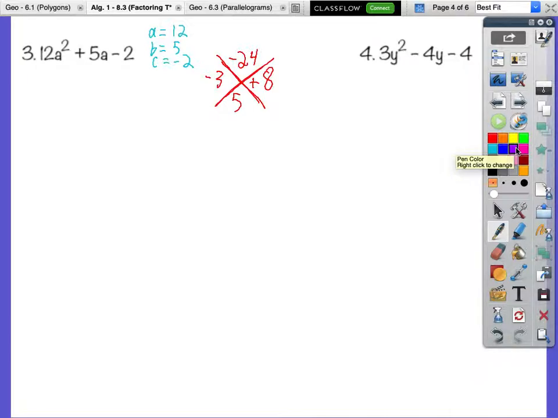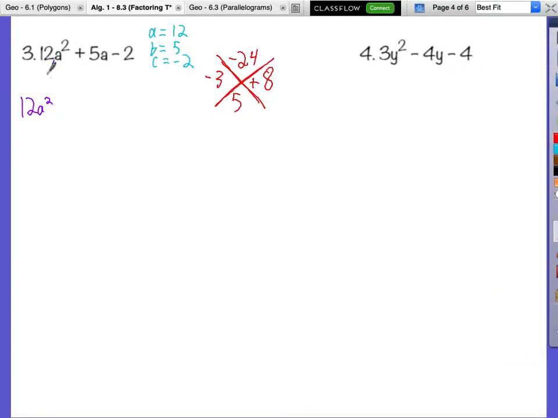Now that we filled, we have to rewrite it, right? Make it 4 terms. So somebody help me rewrite this. 12a squared, and then you have to split. Minus 3a plus 8a. We split this, and now what? Minus 2. So did we do our third step now?